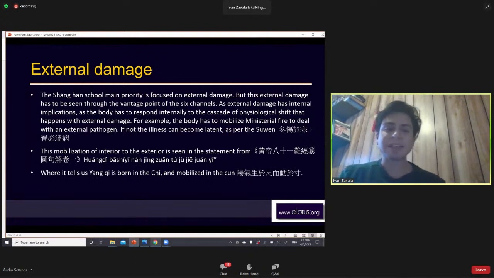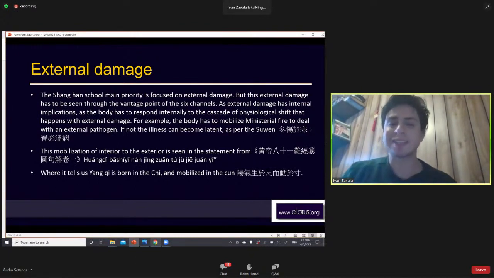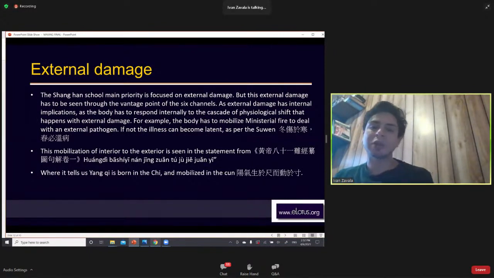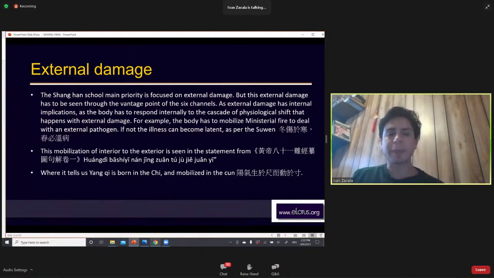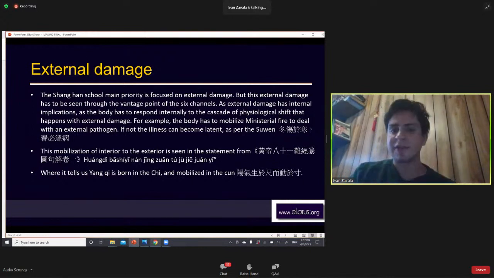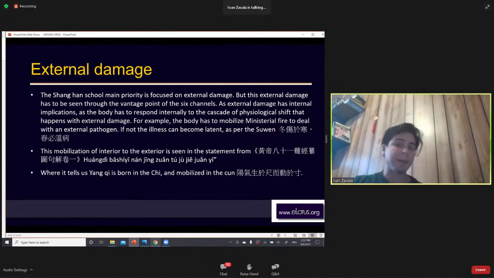But this external damage has to be seen through the vantage point of the six channels. As external damage has internal implications, the body has to respond internally to the cascade of physiological shifts that happen with external damage. For example, while the Shanghan school is focused on external damage, the body still has to respond internally to the external damage. That's what I mean. For example, the body has to mobilize ministerial fire to deal with an external pathogen. If not, the illness can become latent.